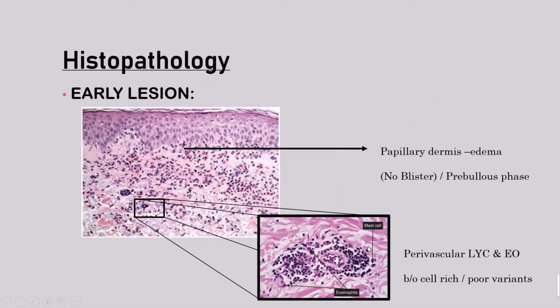So coming to histopathology. Early lesions might not have any sort of bullae formation, so there can be what's known as a pre-bullous phase, where the dermis will have papillary edema. We can see white spaces, and the dermal inflammatory infiltrate can be perivascular and intermediate. There will be lymphocytes and eosinophils. It is again classified based on cell-rich and cell-poor variants.